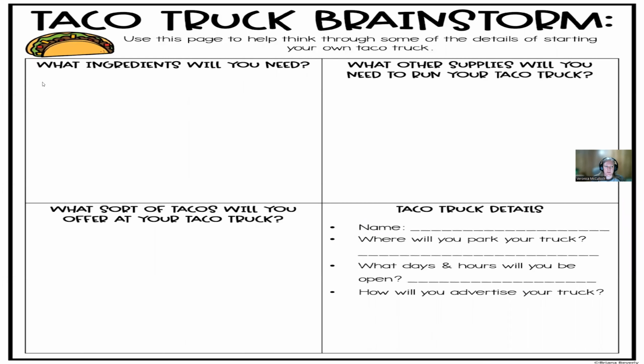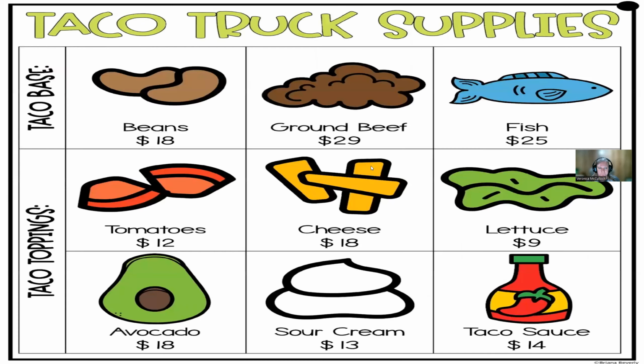Here's another way that they can brainstorm. What ingredients will you need? What other supplies will you need? The details. What sort of tacos will you offer at your taco truck? So all of these use critical thinking skills. It makes them think, what would I actually need? This is real world application.